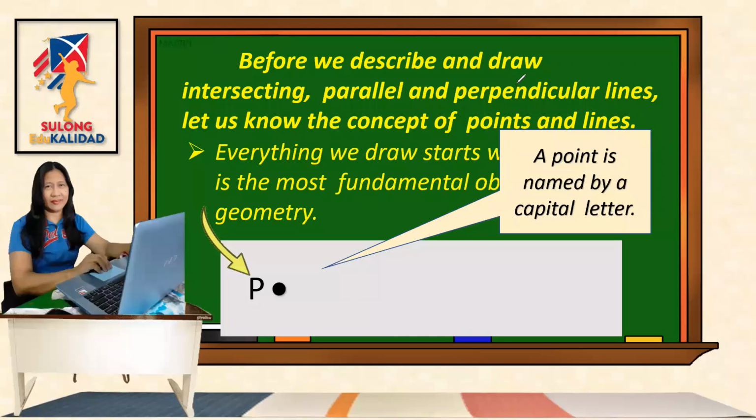Okay. I named the point as point P. So when you see a point with a capital letter, you read it by the capital letter used there. Like on my screen, you see point P. So you read it as point P. Everybody say point P. Point P. Okay, very good. So that's the name of our point.